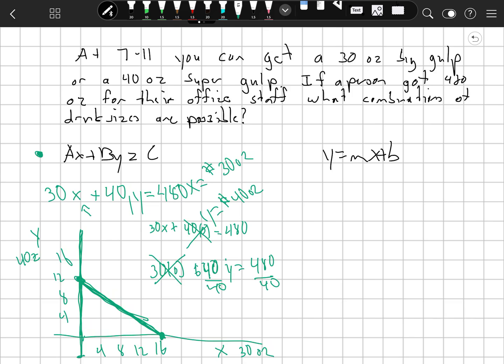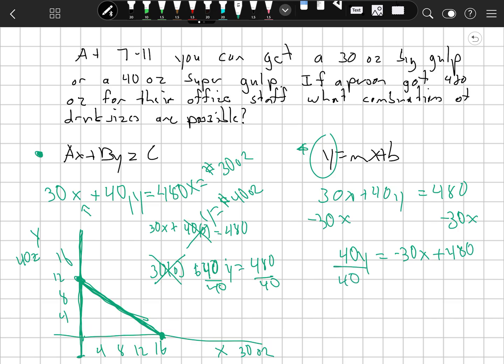Now let's take that equation and turn it into slope-intercept form. So 30x plus 40y equals 480. And you can tell the idea is to get y alone. If we subtract 30x from both sides, we'd have 40y equals negative 30x plus 480. From there, we just need to divide by 40 on both sides. So we're taking 1/40 of everything on both sides. That gives us y alone. Y equals negative 3/4 x plus 12.